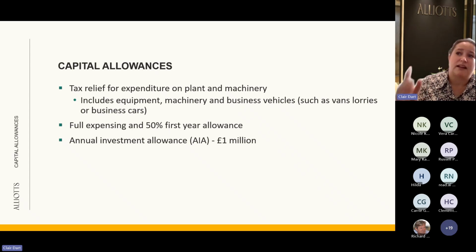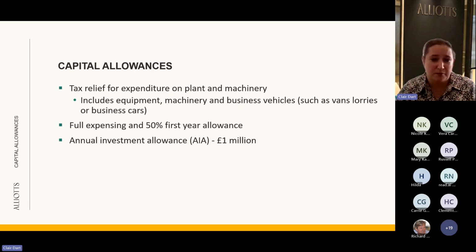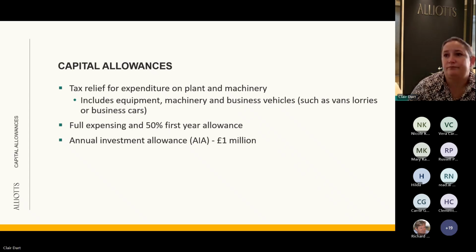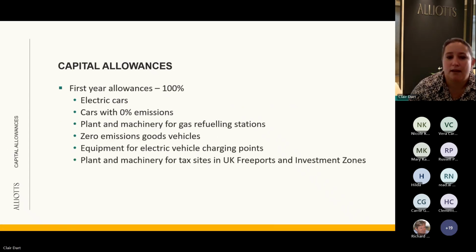We also already had the annual investment allowance, which has now been permanently made at a threshold of £1 million a year. So you can spend up to £1 million on equipment and get 100% tax relief. We also have these first year allowances, which again are 100% relief. And these are generally incentives for energy saving or other government initiatives. So you've got the electric cars there and cars with 0% emissions, zero emissions goods vehicles, all the things that the government want you to spend money on, essentially.